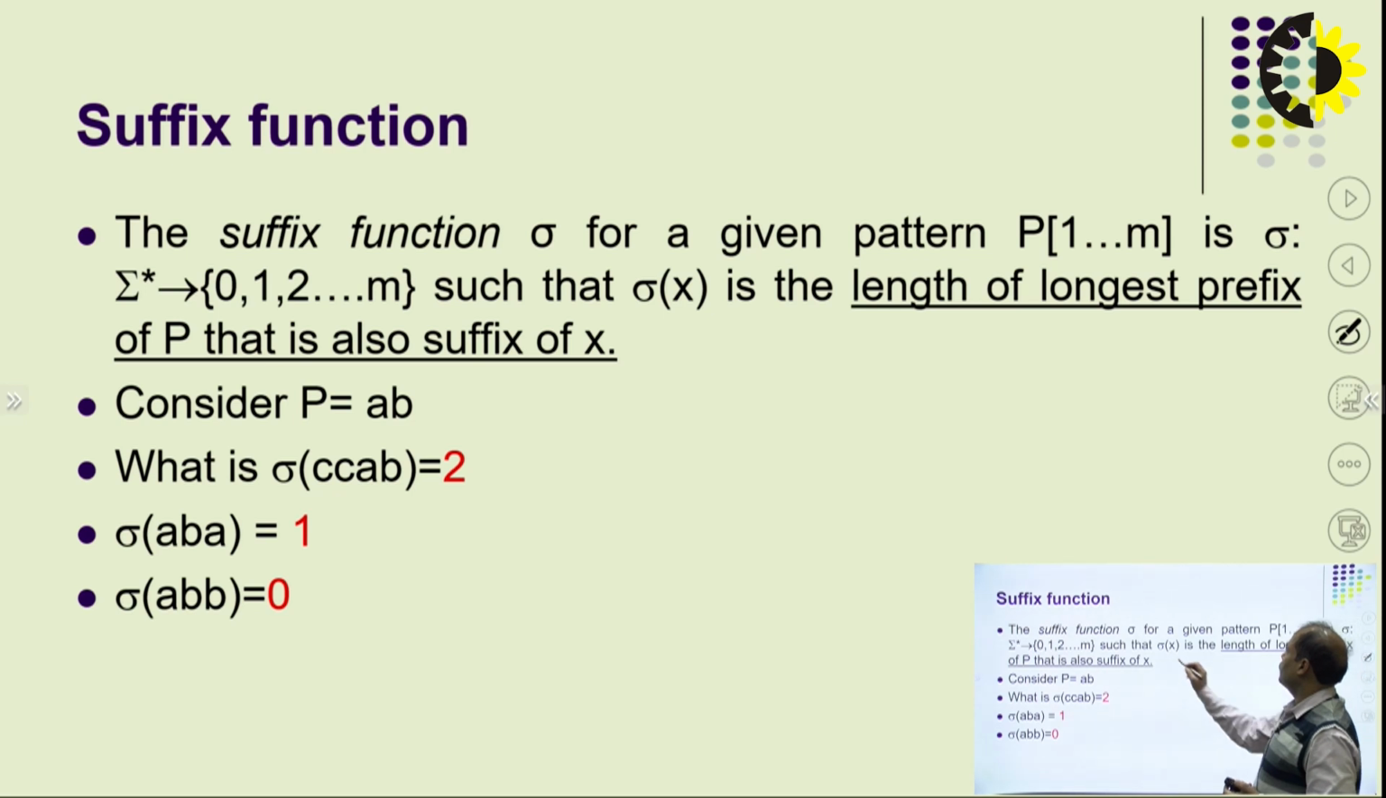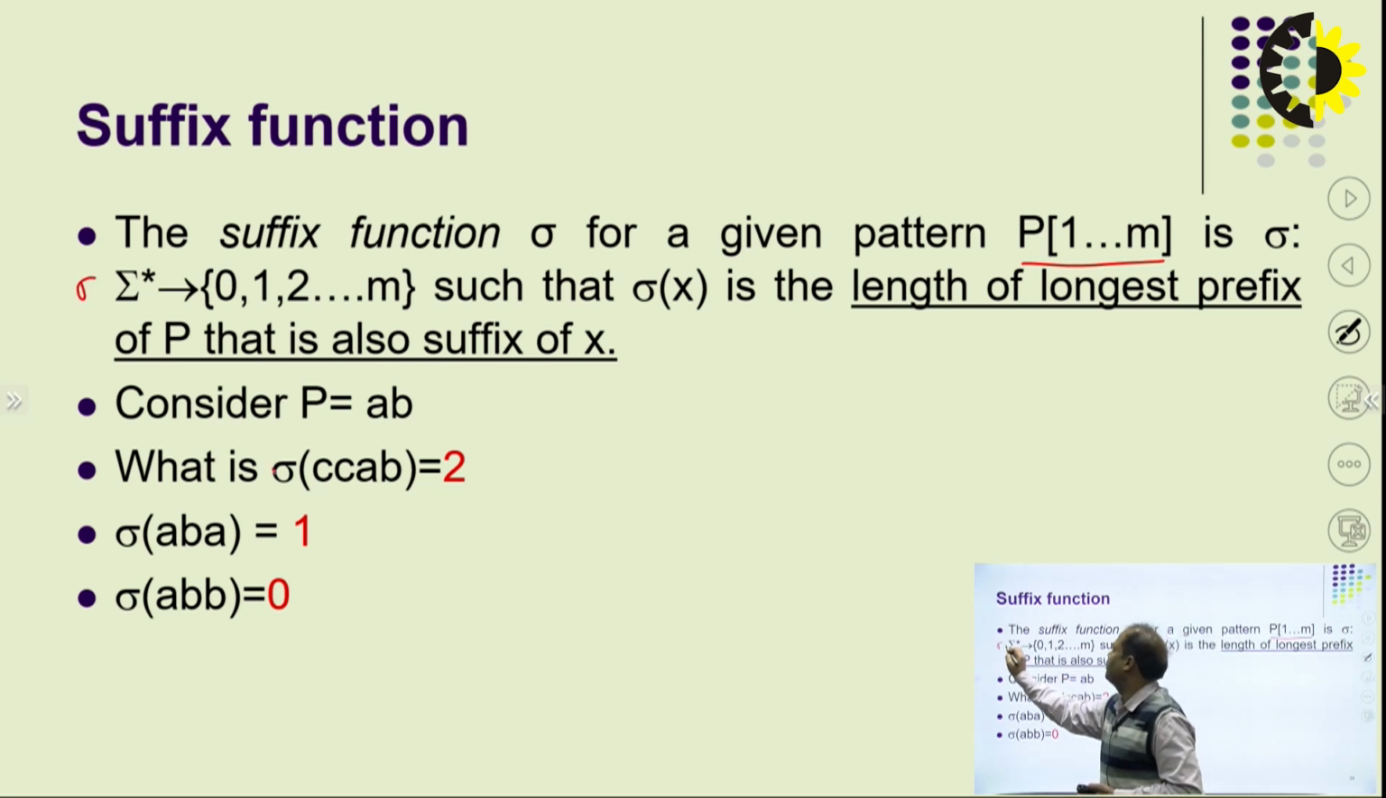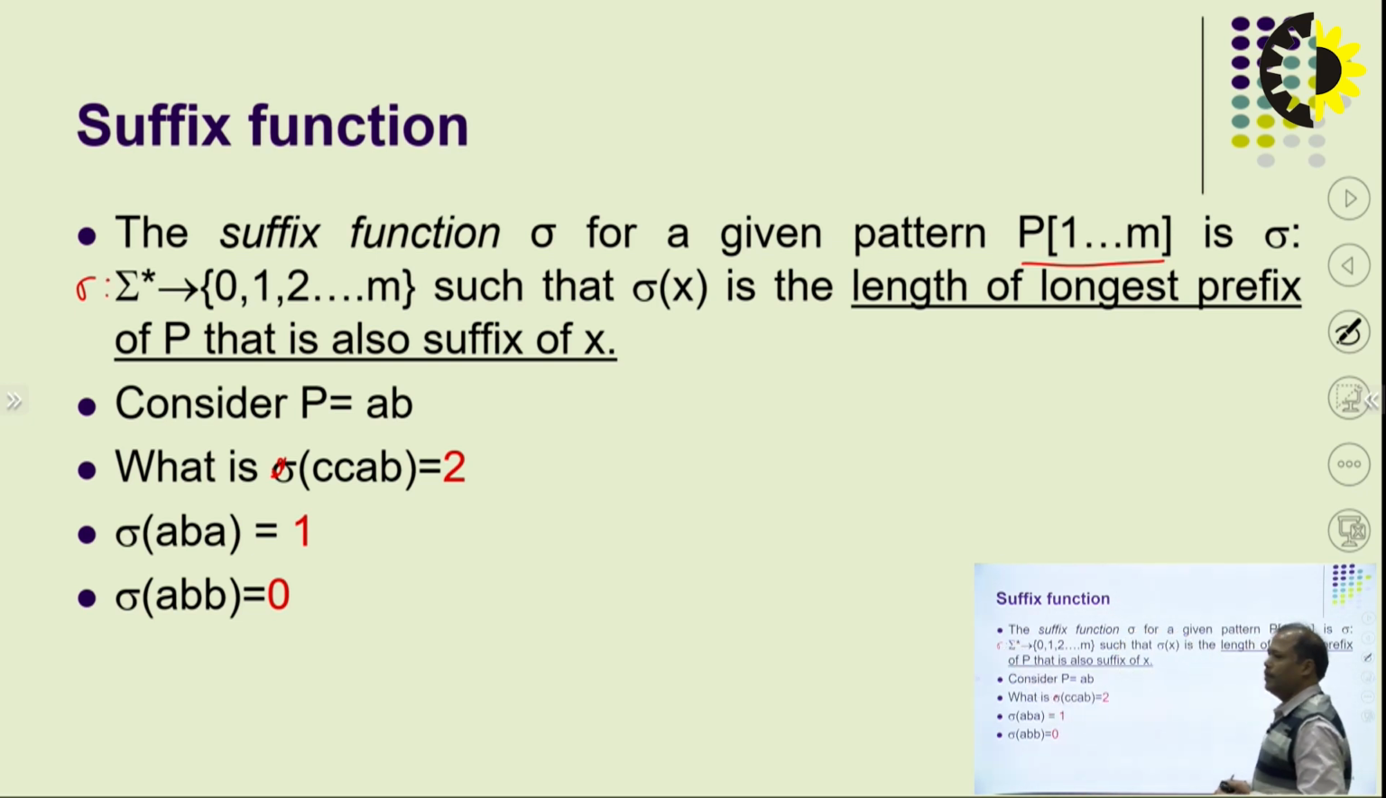So the suffix function sigma for a given pattern, suppose the pattern is given from 1 to m, is a map from sigma star to 0 to m, such that sigma of x is the length of the longest prefix of P that is also a suffix of x.